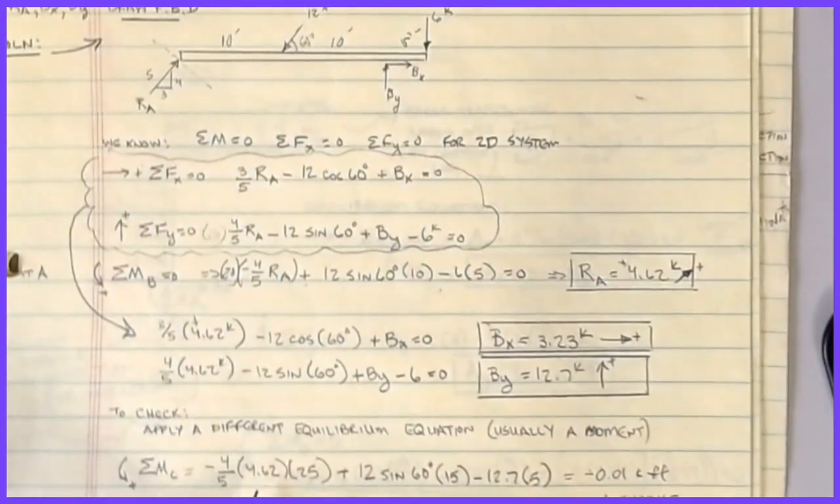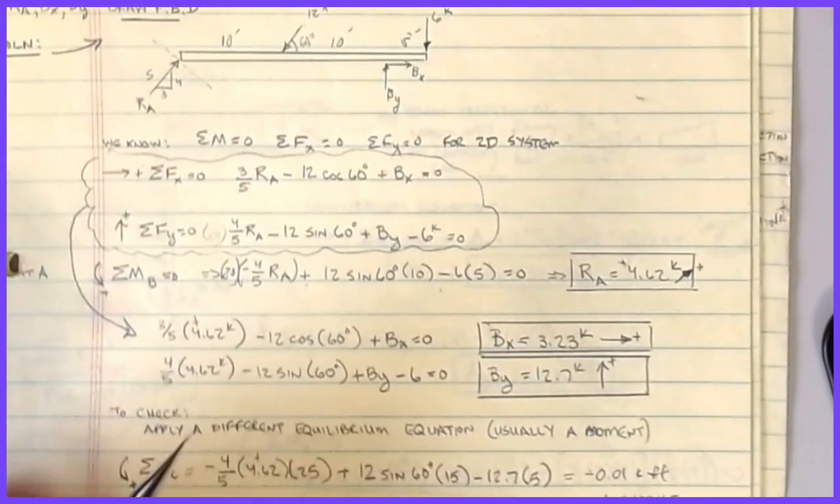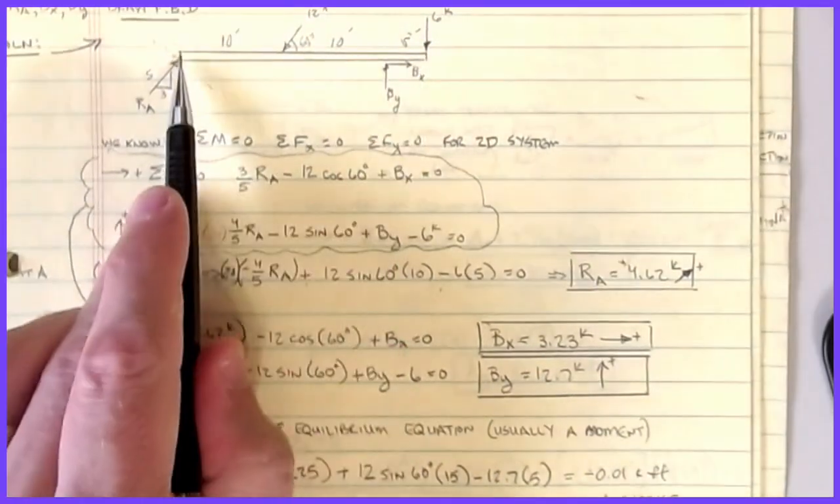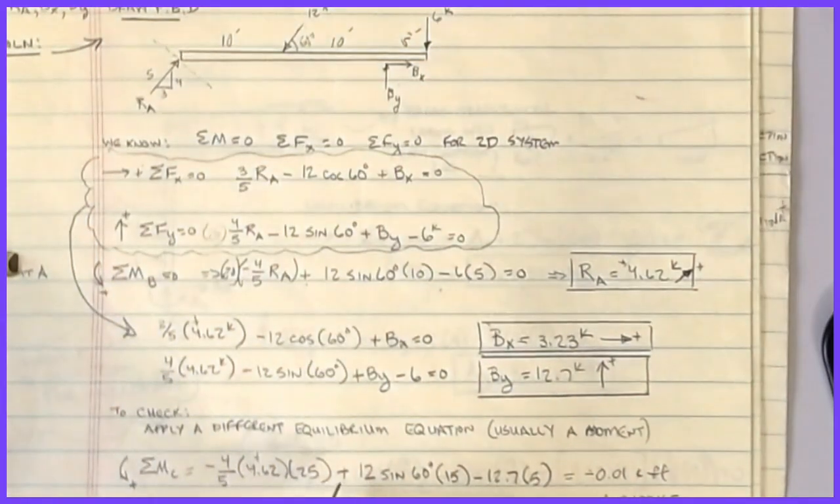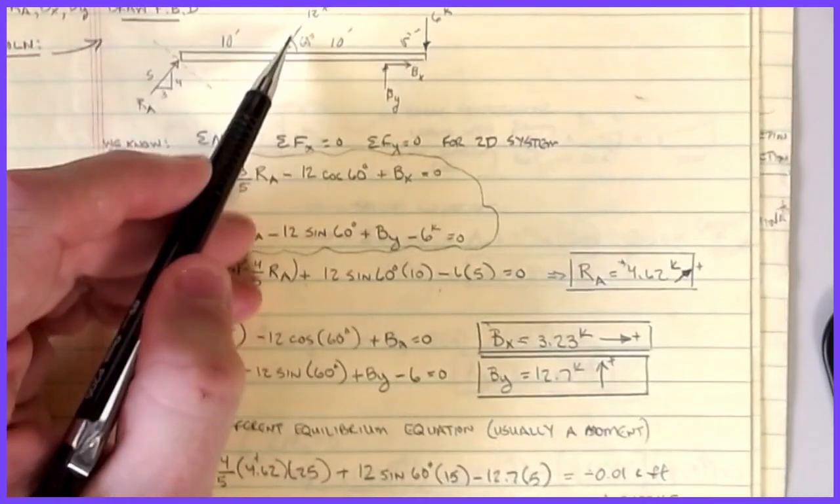Okay, and so this is the equation. I use my real values. So minus 4/5 times the RA value, 4.62. Again, that was a positive value, so it went in as a positive. And now from C, this guy is at 25 feet. It's 10 plus 10 plus 5. Okay, and then plus 12 times sine 60, which is the vertical component again of this guy.